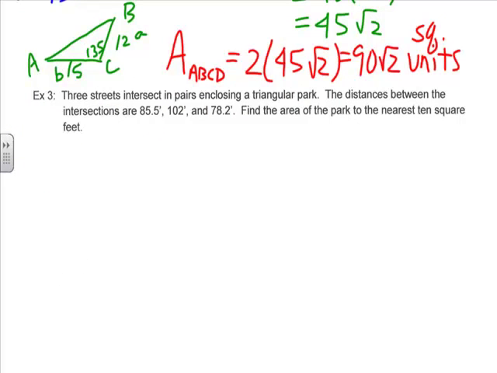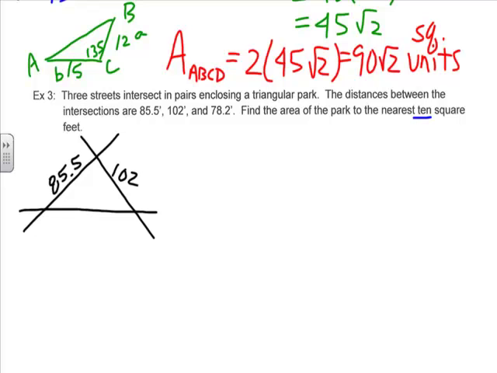Three streets intersect in pairs enclosing a triangular park. Distances between the intersections are given here. Find the area of the park to the nearest 10 square feet. Be careful, that doesn't say to the nearest tenth. So let's draw a picture. So I have three streets intersecting. Hopefully you can imagine this, creating a triangle. One of the streets is 85.5, another one is 102, and the last one is 78.2.